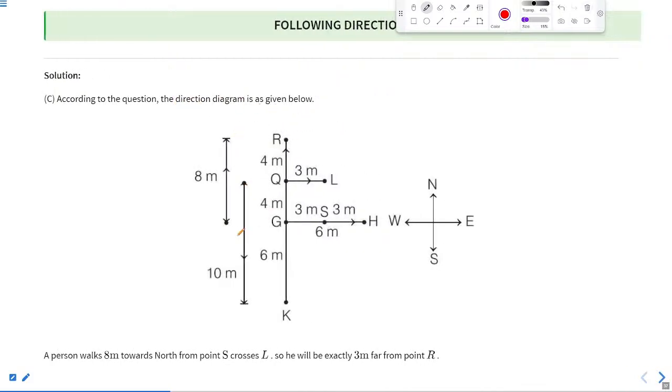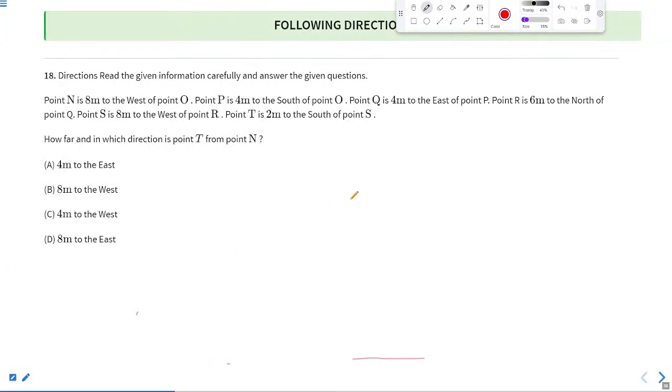Going to the question diagram as given below. Person walks 8 meters north from point S, crosses L. So it will be exactly 3 meters from point L. Answer is D.